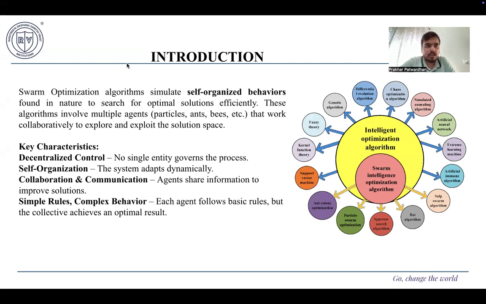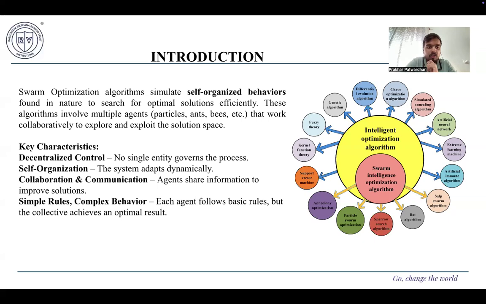So coming to the introduction of the PPT, swarm optimization algorithms simulate self-organized behaviors found in nature to search for optimal solutions efficiently. These algorithms involve multiple agents that work collaboratively to explore and exploit the solution space. Key characteristics are simple rules, complex behavior. Each agent follows basic rules, but the collective achieves an optimal result.